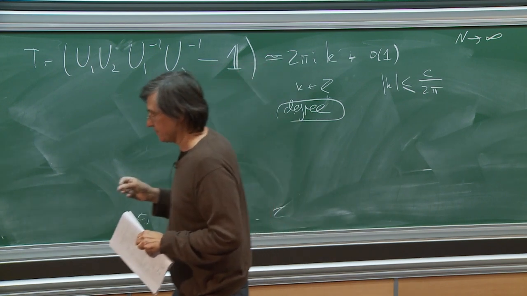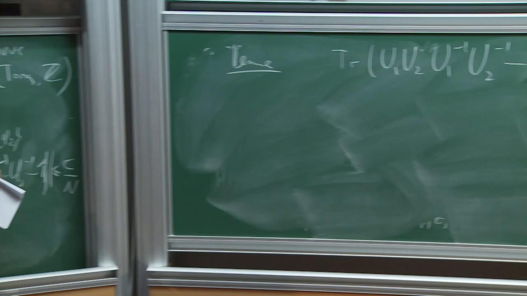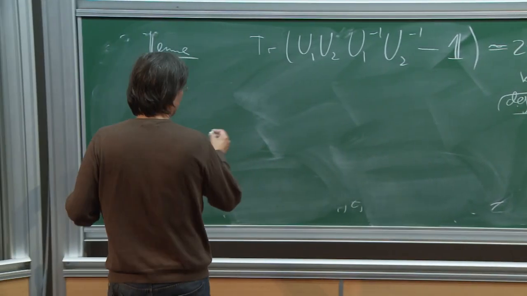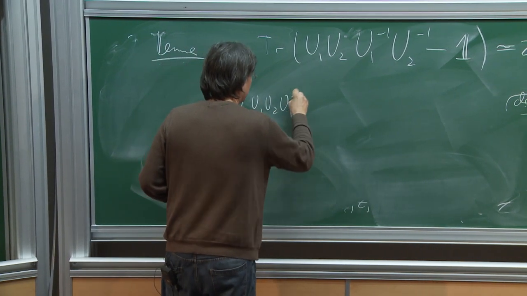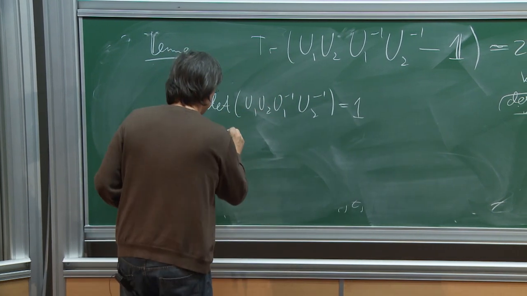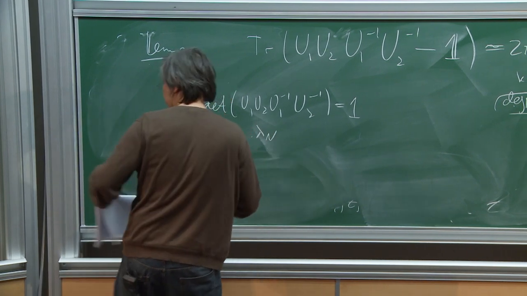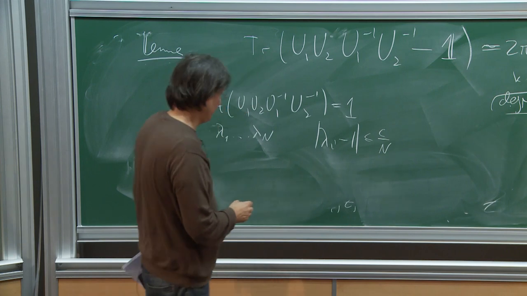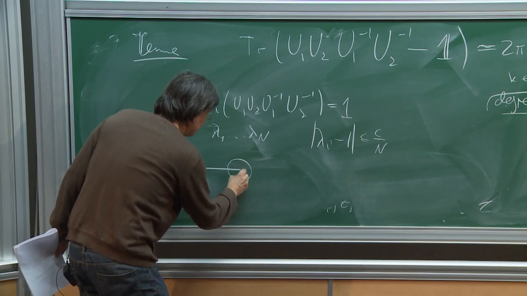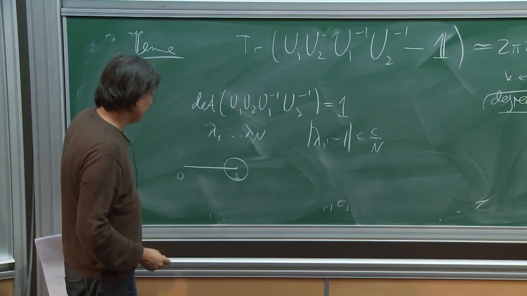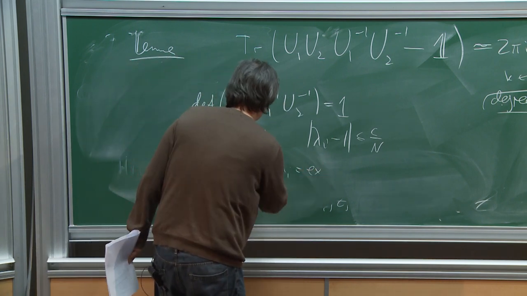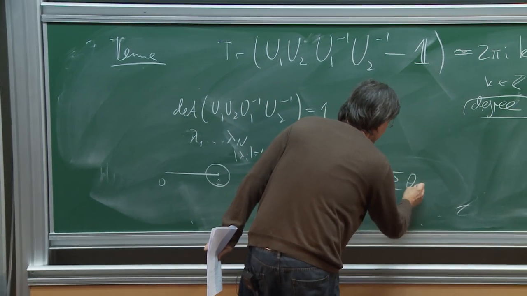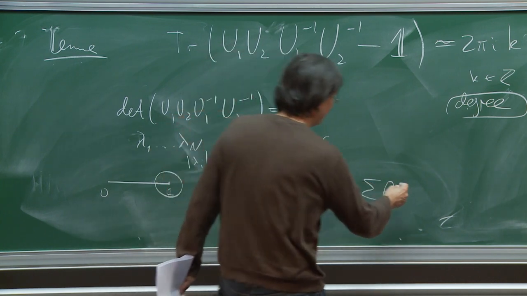A degree of my quantum surface. This means there is some kind of continuity of the map. And why is this true? It's extremely easy, a one-line proof. You know that this operator has determinant 1 and has eigenvalues lambda 1 through lambda n. But by this condition the eigenvalues are very close to 1, within C over n, so they sit in a very small disk around 1, and one can take canonical logarithms. So lambda i will be the exponent of i theta i. Then the sum of the theta i is equal to 2 pi i times an integer, because the product is equal to 1.